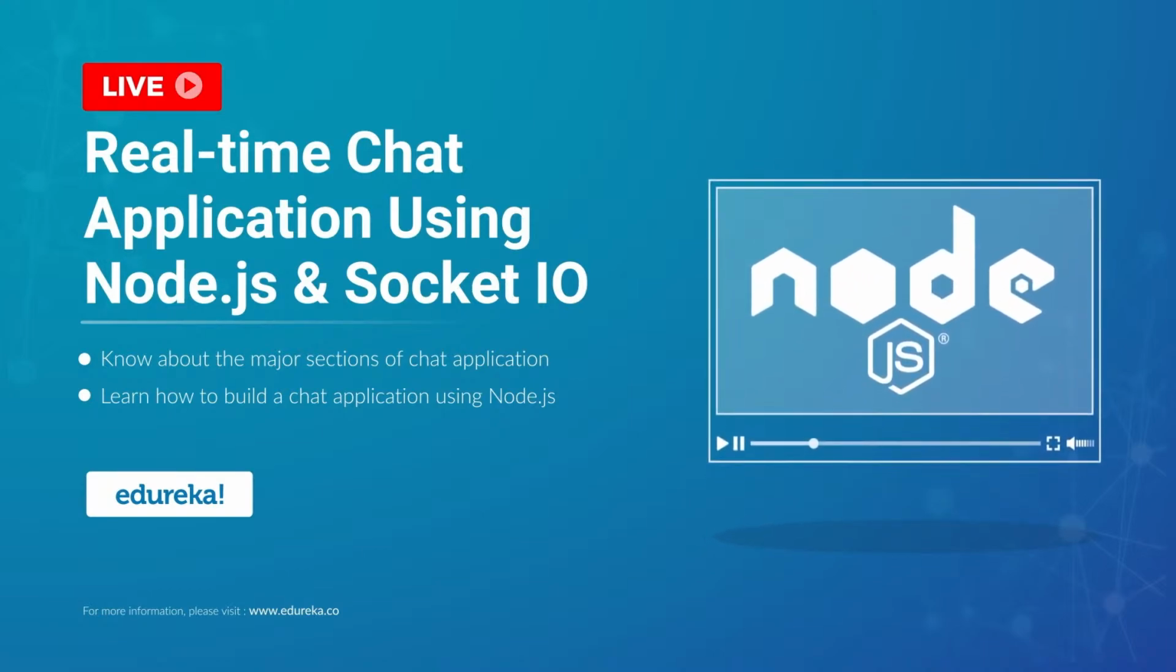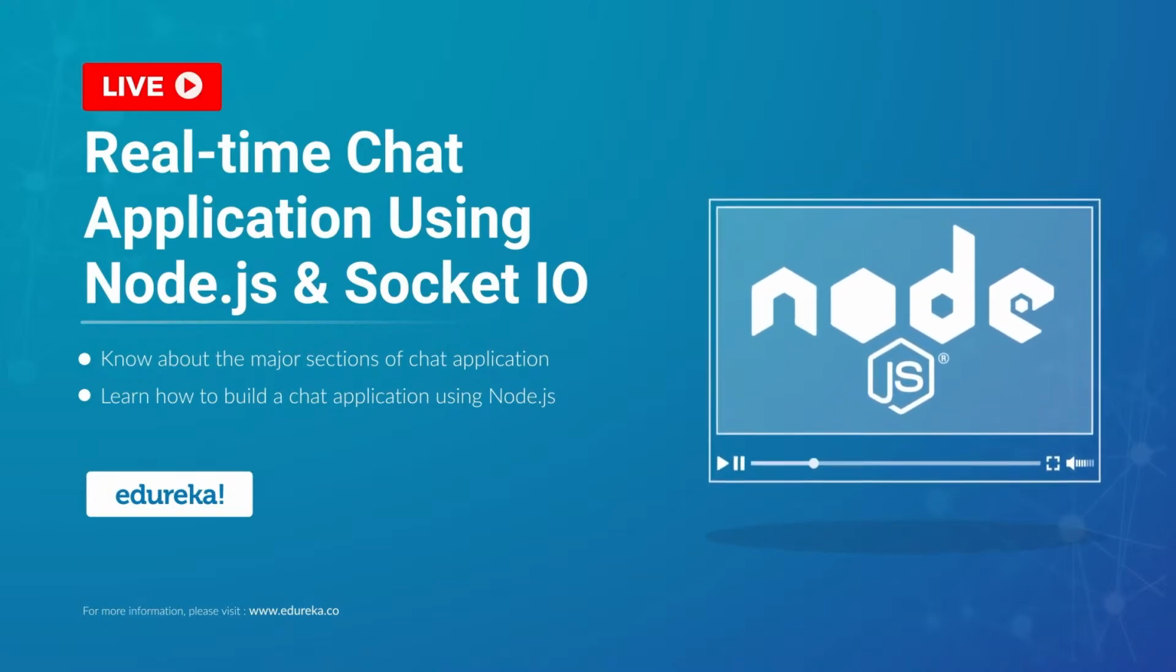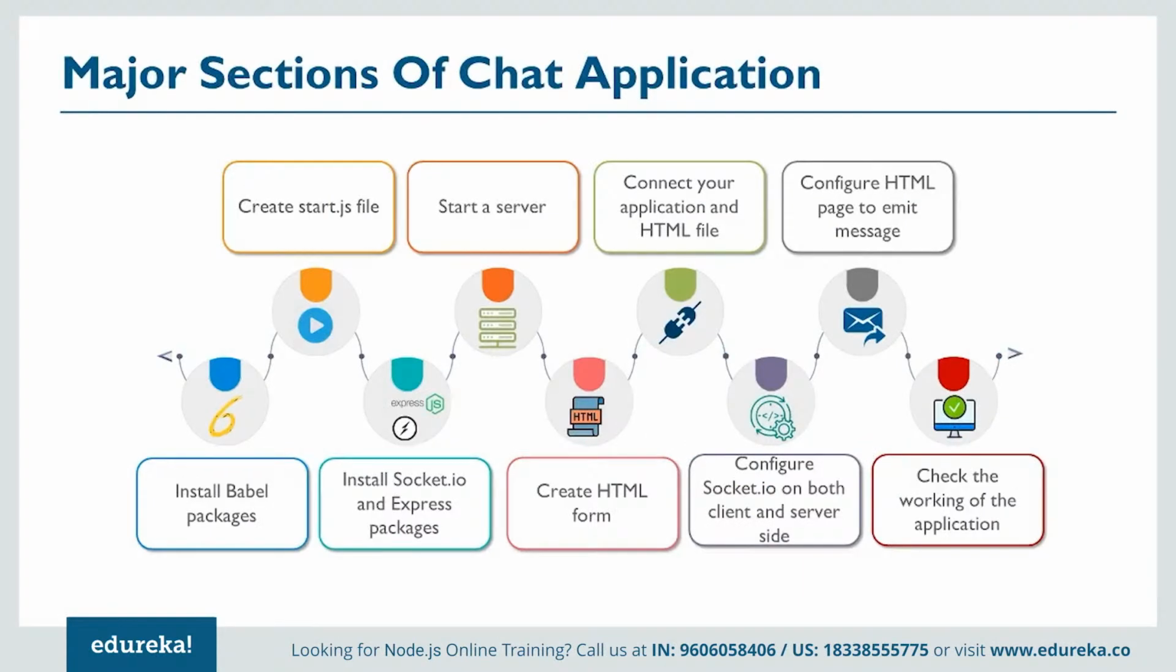Hello, let's look at a hands-on demo session. We'll be creating a real-time chat application using socket.io. So the major sections of the chat application would be like this. So we will install Babel packages so that the application can support ES6 syntax. Babel would transpile the ES6 syntax to ES5 syntax.